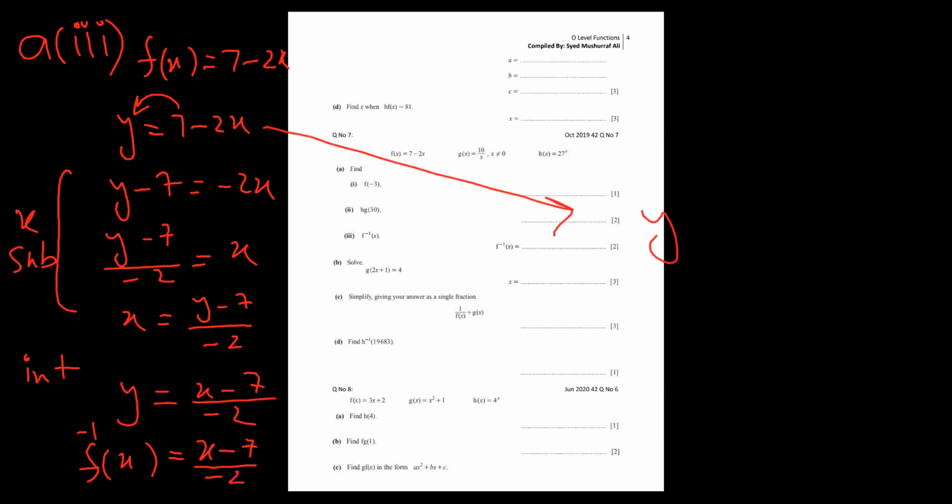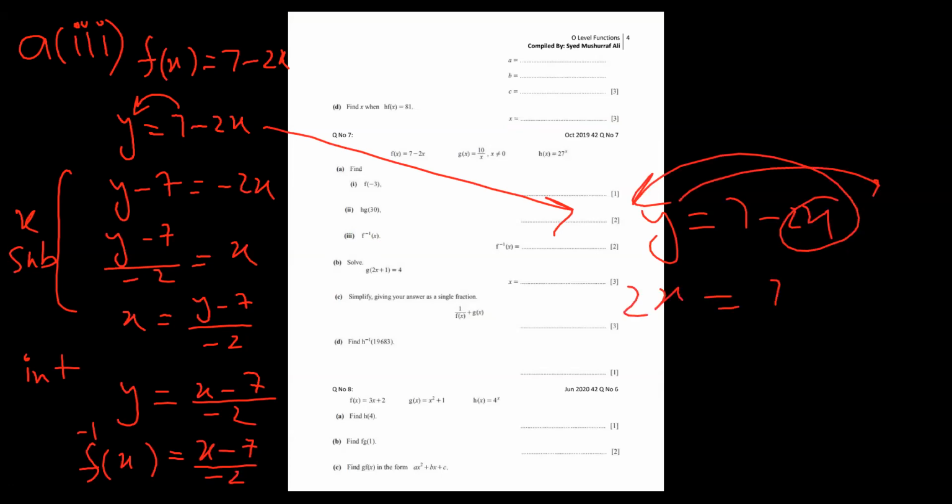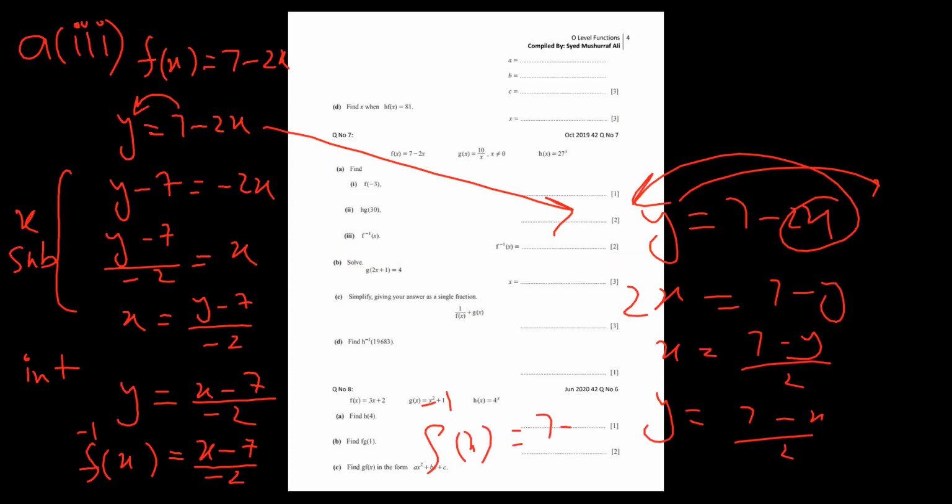What? y is equal to 7 minus 2x. Can I bring 2x on this side, and y on the other side? Yes, it is possible. And now to divide, yes, it is possible. Interchange, x becomes y and y becomes x. And this is also the same. It means you have two answer styles. One is 7 minus x by 2. This answer or this answer.